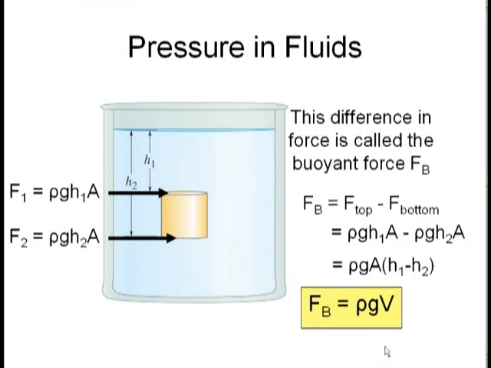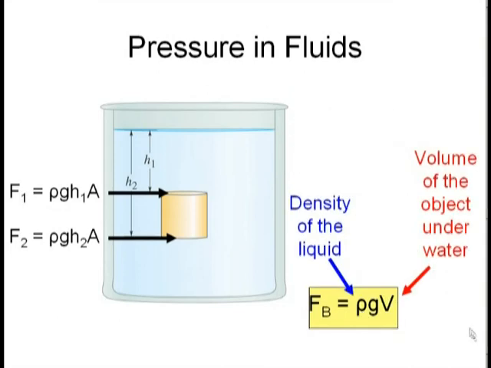And with all these formulas we need to be careful. There are two objects here: the cylinder in the water and the water itself. This is the density of the water and this is the volume of the cylinder. And I do want to point out this is the volume of the cylinder that's underwater. So if it's only partly underwater, it's just the part that's under the water that's used in the buoyant force formula.